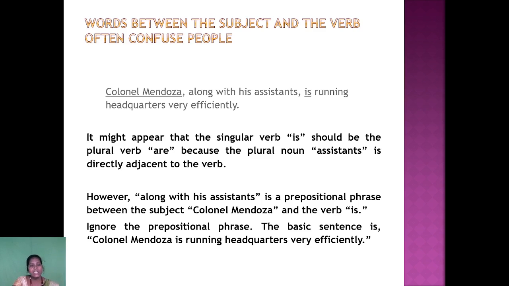So what does the example mean? Colonel along with his assistants is running headquarters very efficiently. If you take the subject, colonel is a singular one, so we have to use the verb is. But assistants is also a noun, and it's also a plural word, so we don't use the form are. So colonel is a singular one. That's why we use the singular form of the verb.